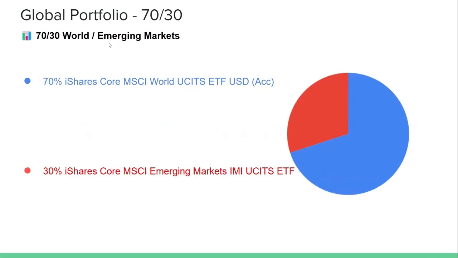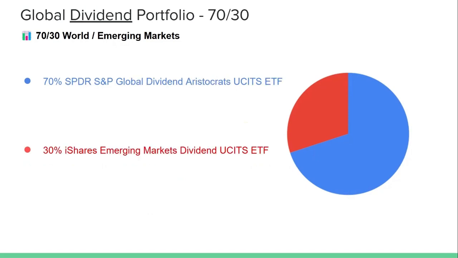70/30 portfolio, it's very popular. You have 70% world, 30% emerging markets. That way you're covering Asia and the US, which are the biggest economic players at the moment in the world. So also a very safe bet.